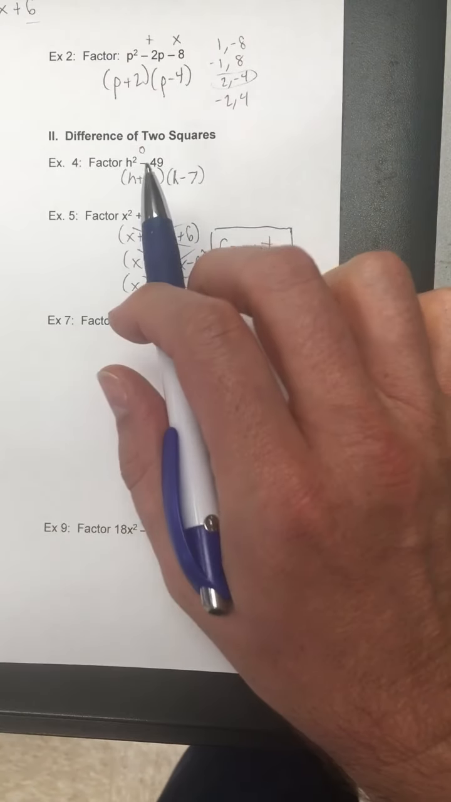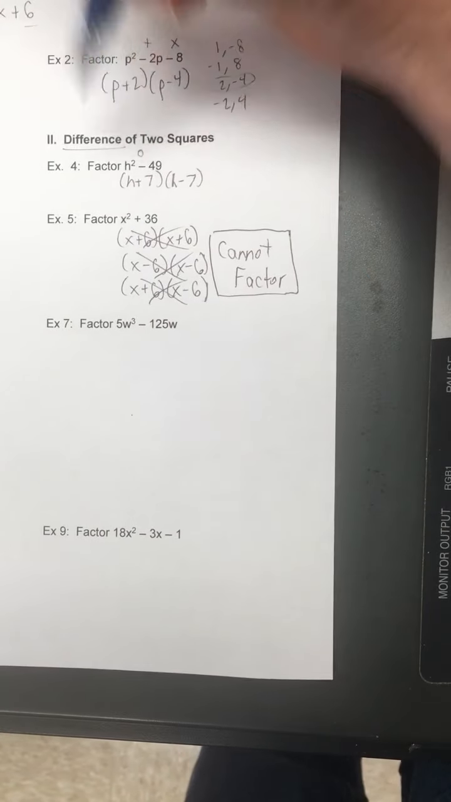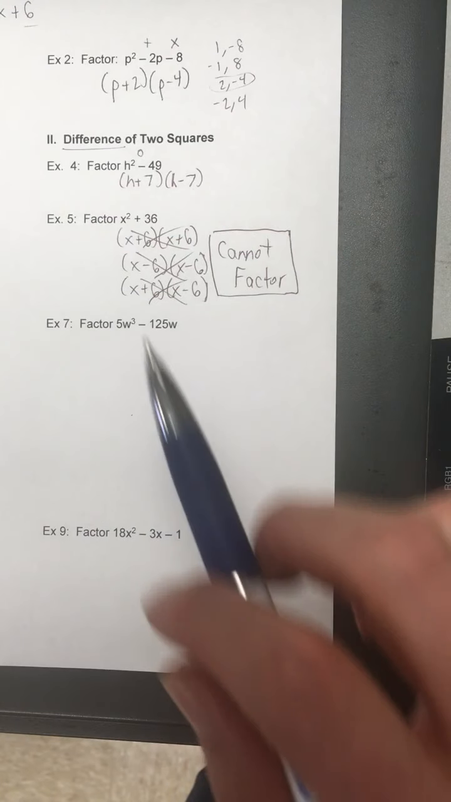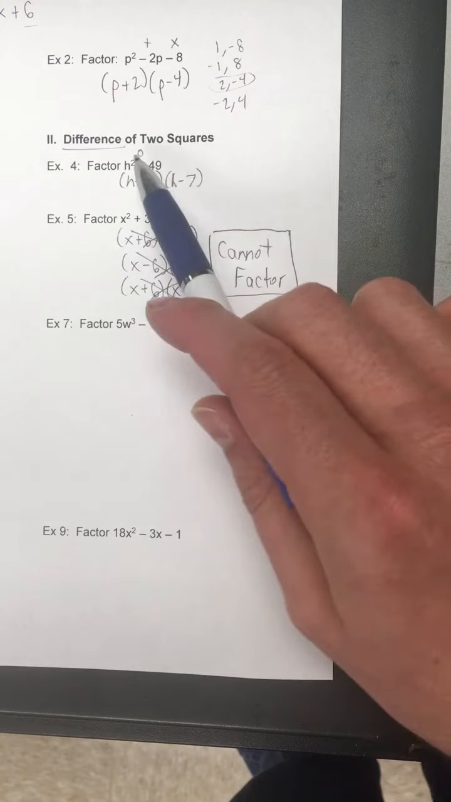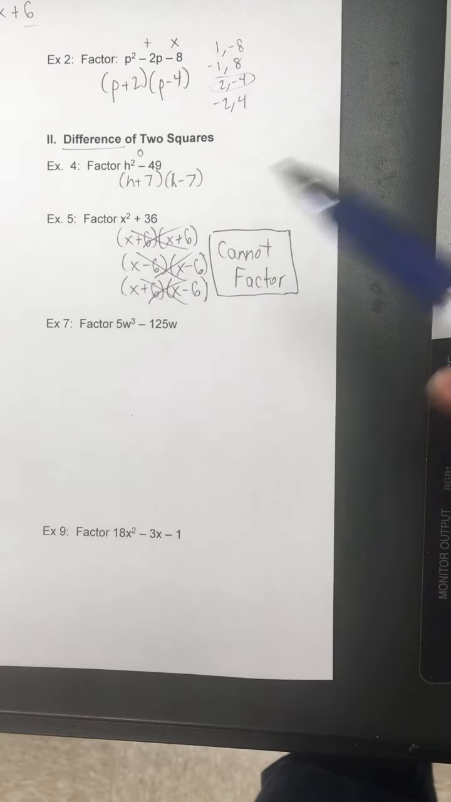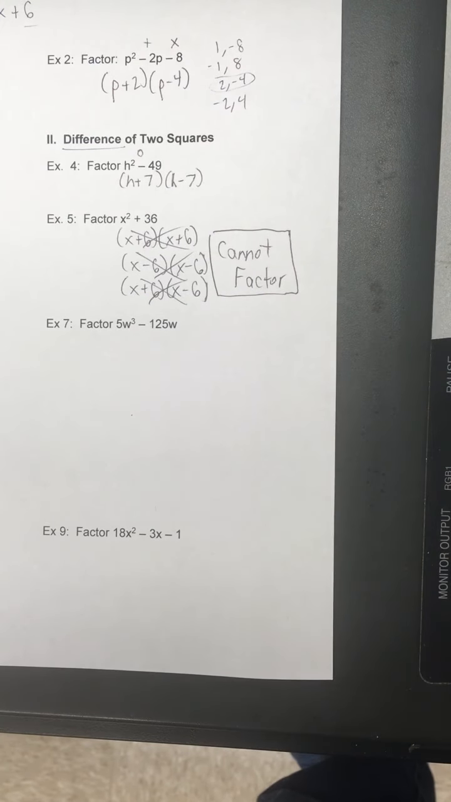That's why we call it a difference of two squares. What does difference mean in math? It means subtraction. So if you have two perfect squares being subtracted from each other, you could factor it. If they're being added together, you're not going to be able to factor that.